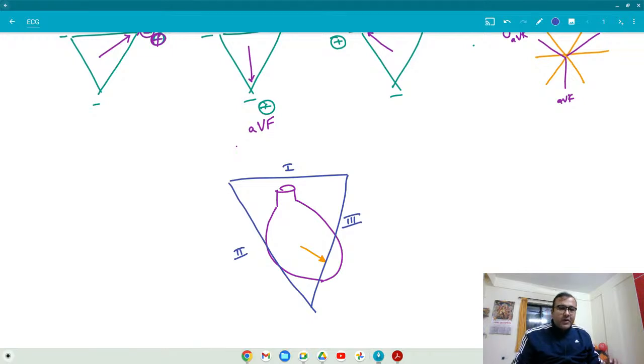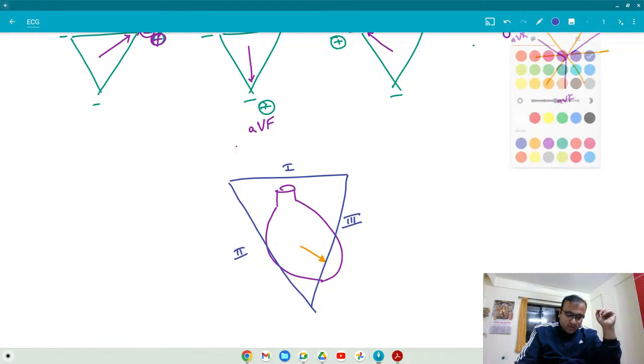That means if you want to know the potential difference between these two, that is lead 1. If you want to know the potential difference between these two, it's lead 2. If you want to know the potential difference between these two areas, that is in this direction, that means it is lead 3.